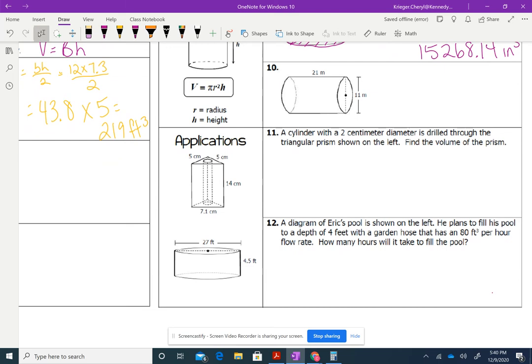You guys are going to do 10, and I will do 12. So it looks like we have a word problem.